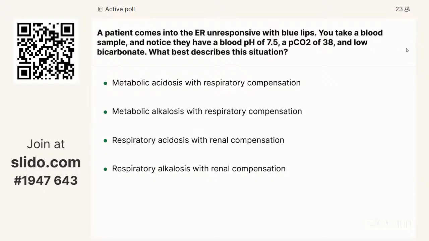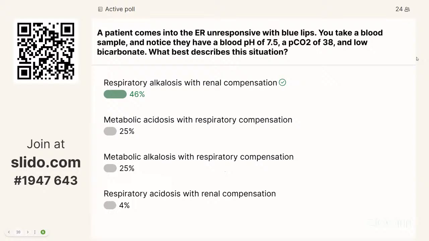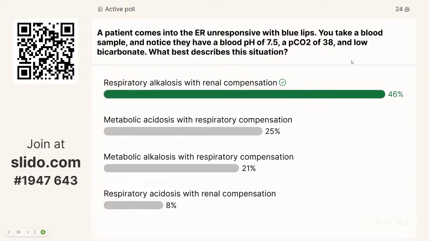So that everybody can leave, I'll just tell you the answer real quick. Okay, so in this situation, pH is too high, so that's alkalosis. Partial pressure of carbon dioxide was lower than it should be, telling us this is a respiratory problem. So we're compensating with the kidneys, our renal system, which is why we see these lower levels of bicarbonate.